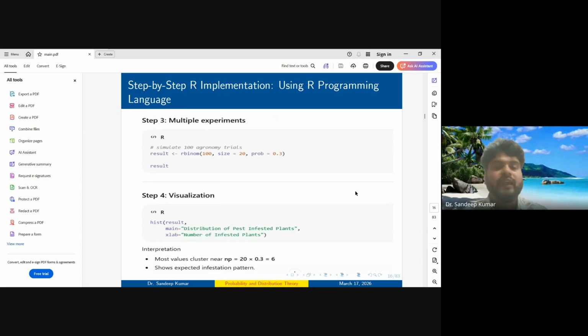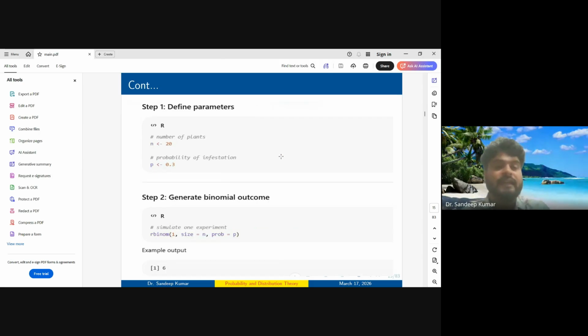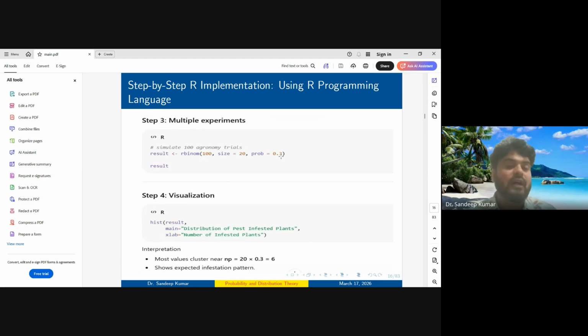Okay. And for multiple experiments, simulate 100 agronomy trials. So result equal to rbinom, where n equal to 100, size equal to 20 and probability equal to 0.3, because we have n equal to 20 and p equal to 0.3. So if your objective is to simulate 100 agronomy trials, result equal to rbinom(100, size 20, probability 0.3). So the result will come.